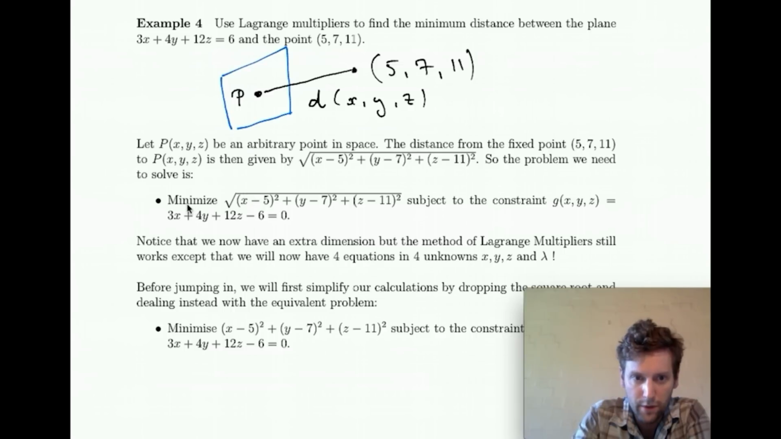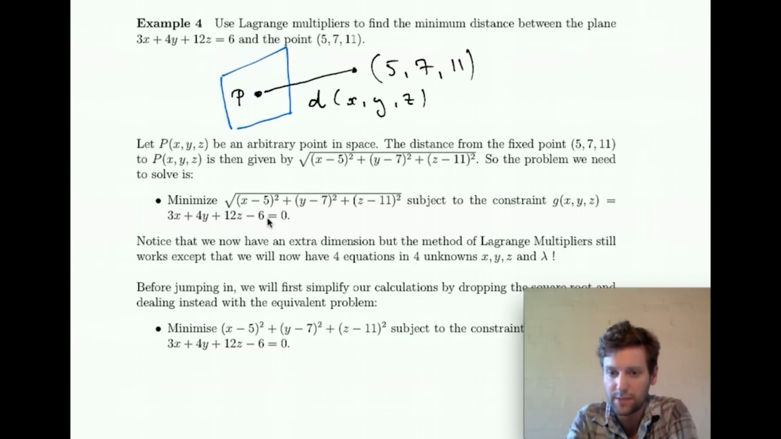Okay, so how do I specify my max-min problem? I'm looking for the minimum value of the distance between these points. P is unknown x, y, and z, so the distance between 5, 7, 11 and x, y, z is the square root of x minus 5 squared plus y minus 7 squared plus z minus 11 squared. And my constraint is that x, y, and z have to lie on this plane, so they have to satisfy this equation. I can rearrange that so that g of x, y, z is equal to 3x plus 4y plus 12z minus 6 equals 0. So that's all I need.